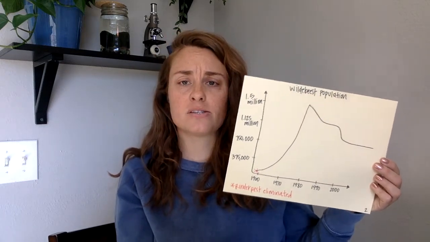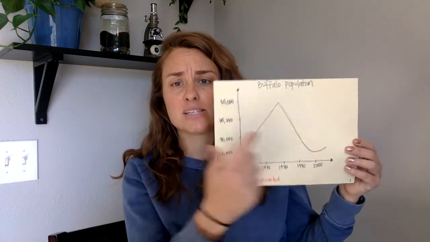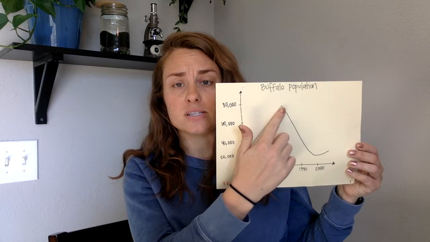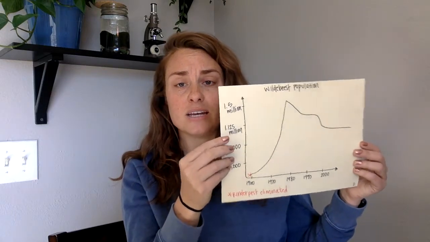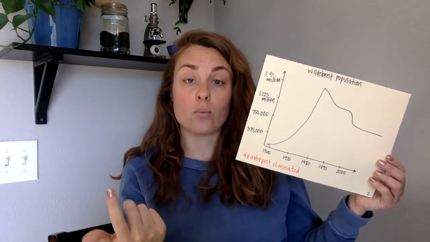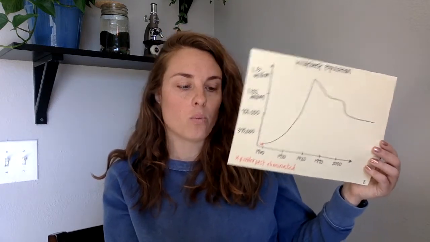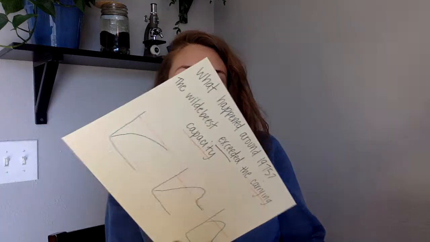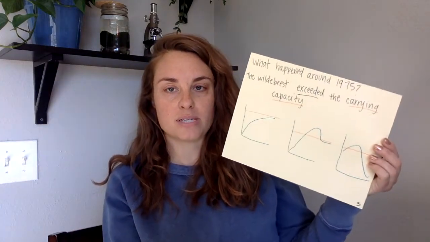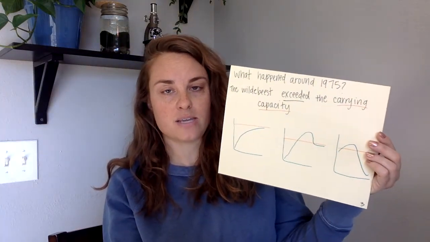So that brings us to the question of, well, what happens in 1975? Because both of these populations started to decline, and you see that they declined in very different ways after 1975, and we'll get into why that is. But what's going on? So what happened was the wildebeest exceeded the carrying capacity of the ecosystem.